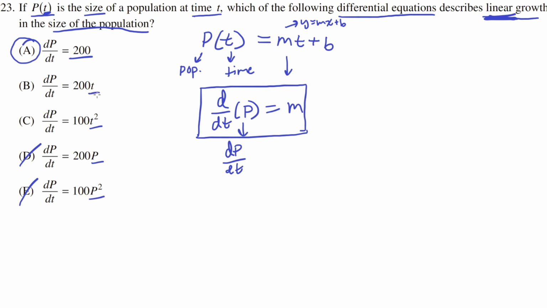And if our first derivative has any t's in it, that means when we take the integral to go back to the P of t equation, we're going to have something like t squared or even t cubed. In the case when t is squared, we don't want t to have an exponent greater than 1. We want it to be a linear equation, so t has to have an exponent of 1. So we can also just rule out B and C. So A is the only one that describes linear growth in the population because its derivative is just a constant.